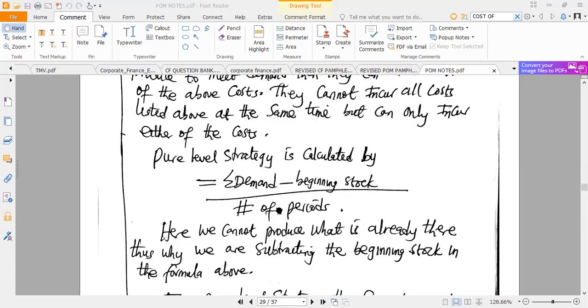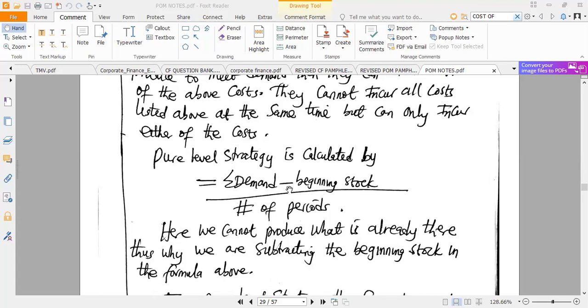So in this case, what we are trying to say here is that the reason why we are subtracting the beginning stock is because we cannot produce what we already have. This is why we look at this pure level strategy. In a nutshell, the pure level strategy is the number of units we can produce on a level base.